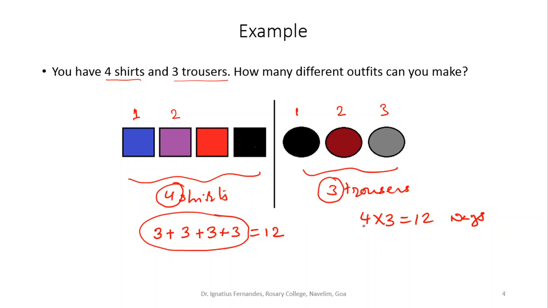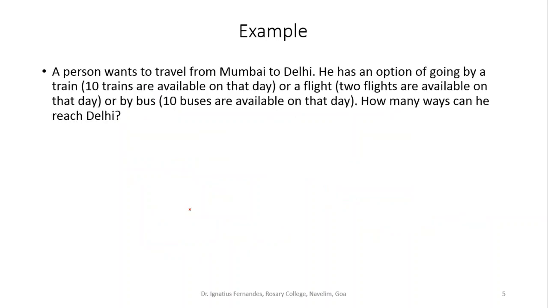That's because each of these 4 shirts will give me 3 outfits. That's why 4 into 3 equals 12. So this is a typical example of the rule of product. If this can happen in 4 ways and this can happen in 3 ways, then both of these can happen in 4 into 3, that is 12 ways. In the same way, let me consider this example here.